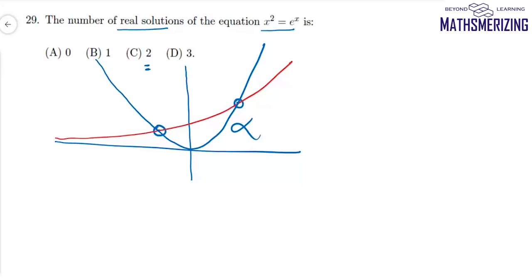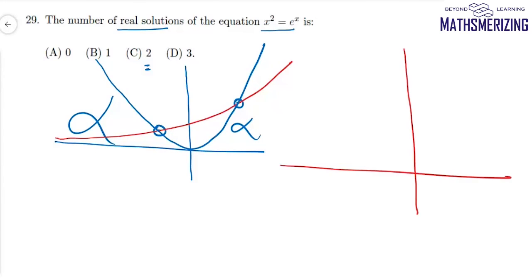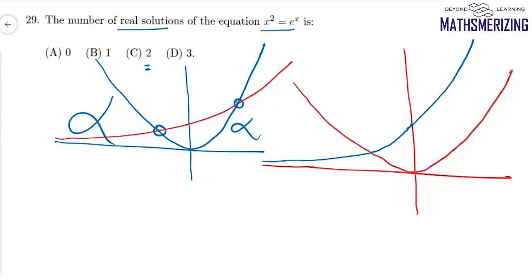Now we know that the exponential function increases rapidly as compared to x square. So if we draw the graph of x square, and suppose that's your graph of x square, and suppose this is the graph of the exponential function. Now the exponential function increases rapidly as compared to x square. So these two functions, e to the power x and x square, will never intersect when x is greater than 0. So they'll have only one point of intersection. So the number of real solutions of this equation will be only 1 and not 2.